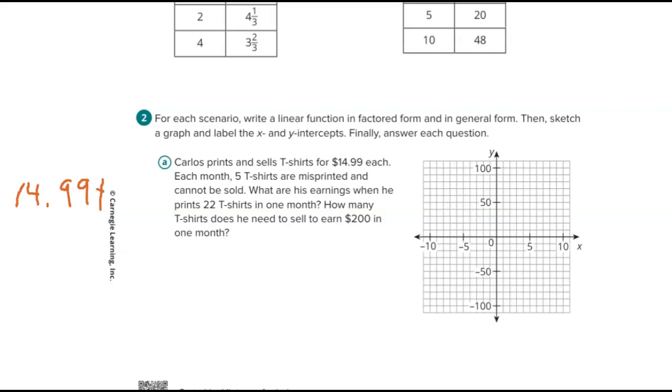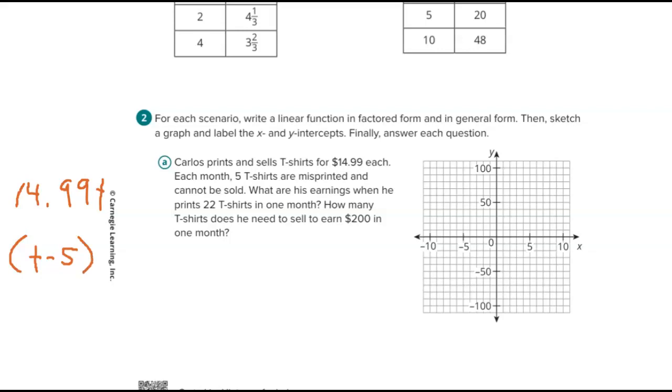All right, and then each month, 5 shirts are misprinted and can't be sold. This is kind of like that situation where Marilyn was selling shirts and she was giving 3 away. So at some point in your equation, you're going to represent this idea that you have t-shirts, but 5 of them can't be sold. So they end up losing you money.